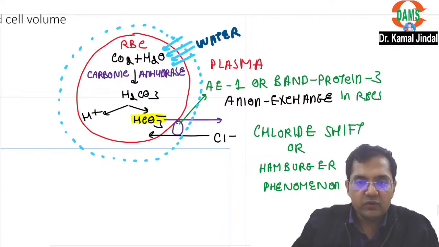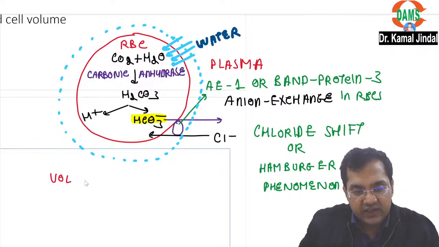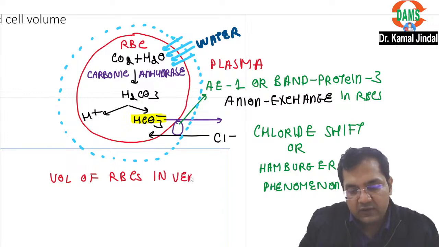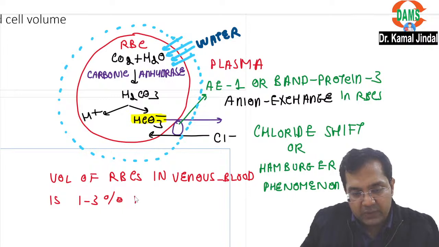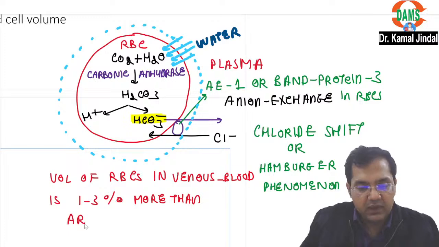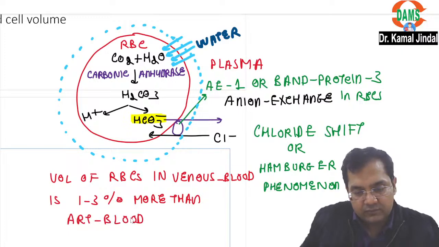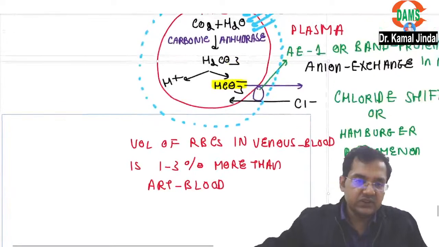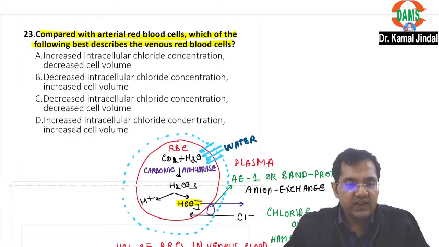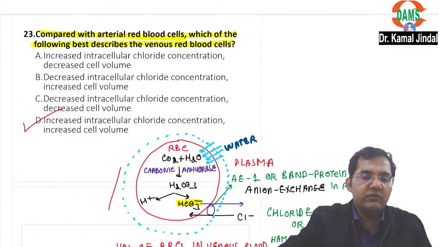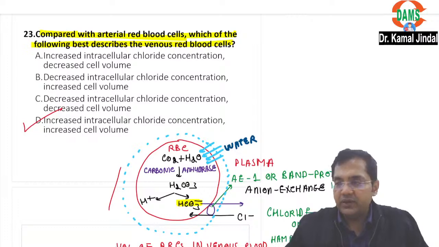This is the reason that the volume of the RBCs in the venous blood is 1 to 3% more than in arterial blood, right? So very interesting question and a must know. So the answer is none other than, let's have a look at the options now: increased intracellular concentration, increased cell volume, right? Now I'm taking you to question number 24.